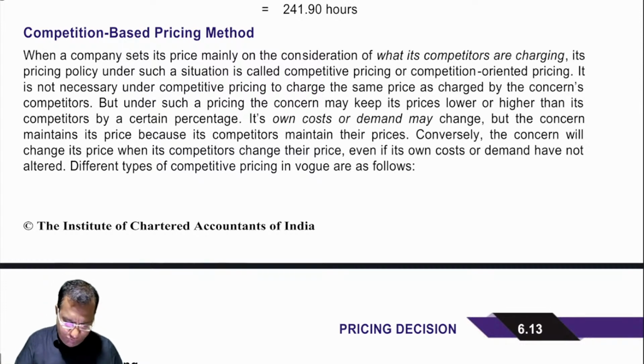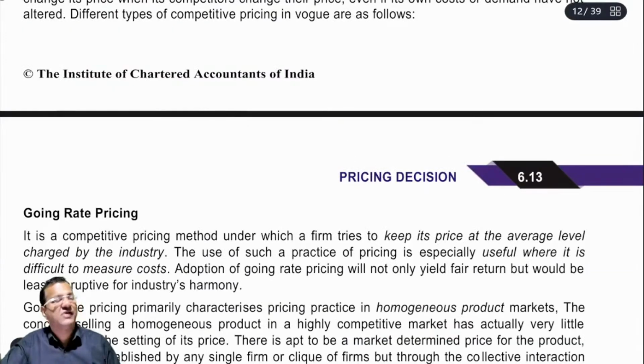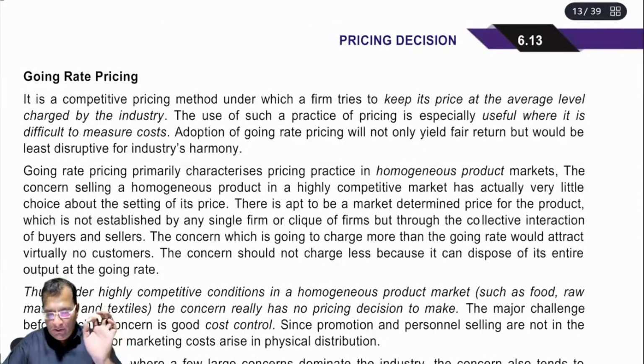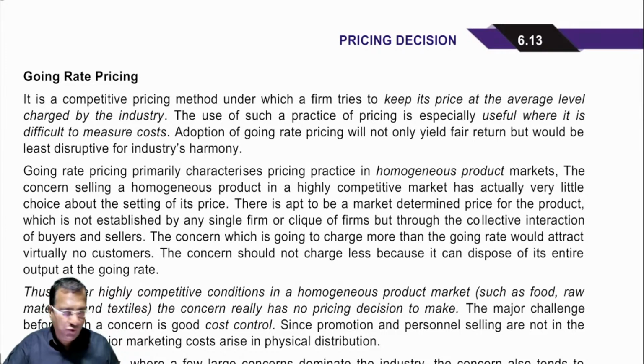Now, what is the name of the first method? Going rate pricing. If my sale price is equal to the average sale price in the industry, then it's known as going rate pricing. Simple, very simple, beta.